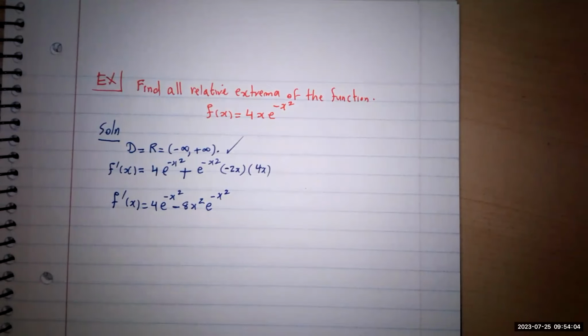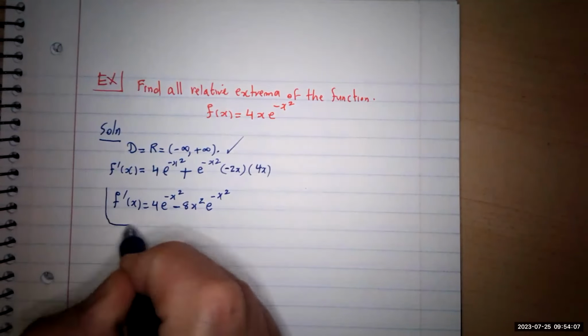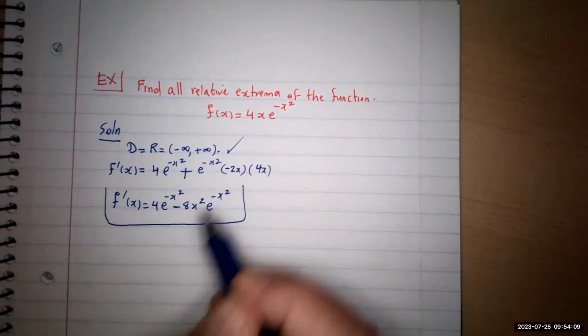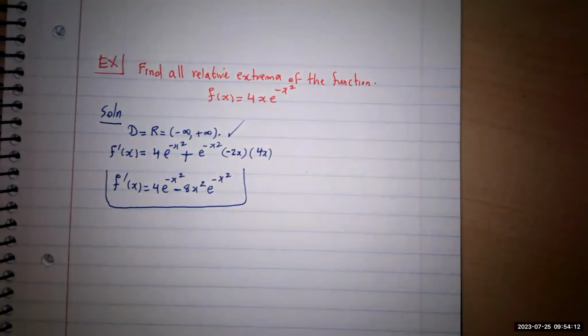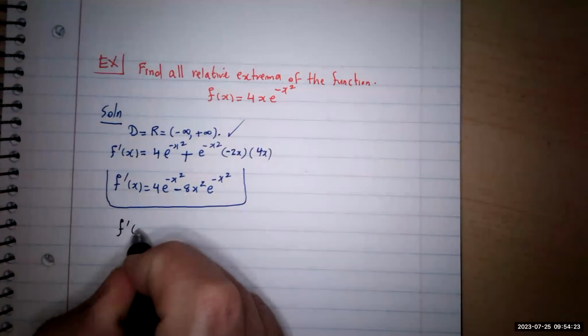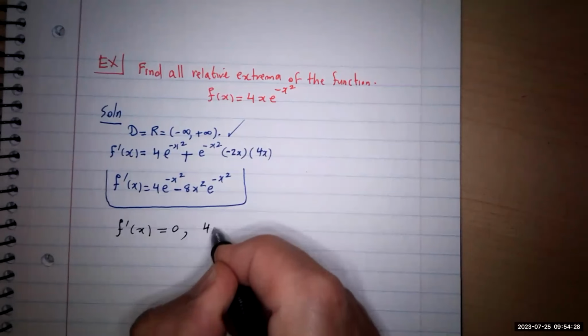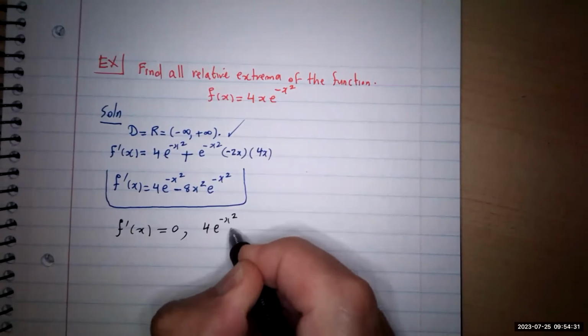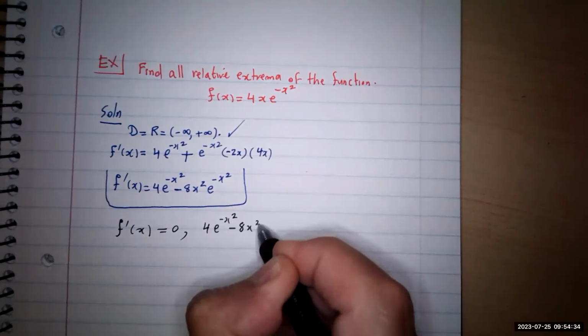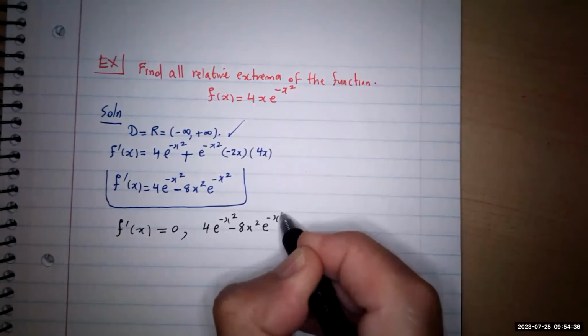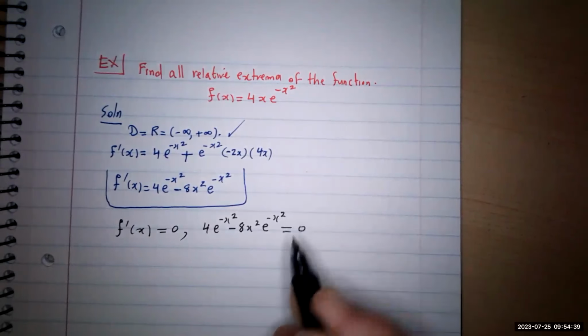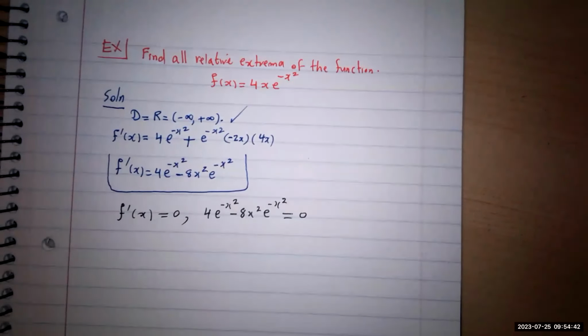Since we want to let it equal 0, we just take the derivative as is. That's the derivative. The next step is you let this derivative be equal to 0 to be able to solve the equation. So let it be equal to 0. Then we have to solve this one: 4 e to the negative x squared minus 8x squared e to the negative x squared equals 0.